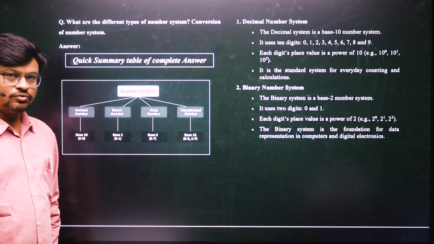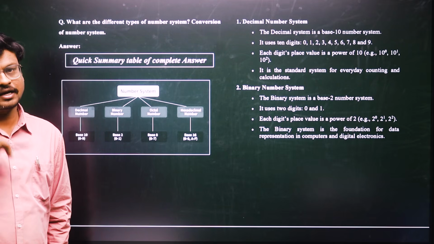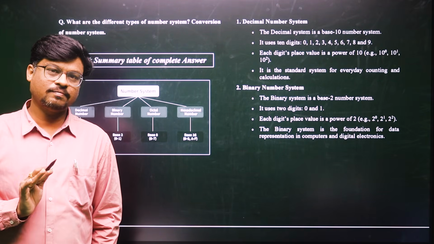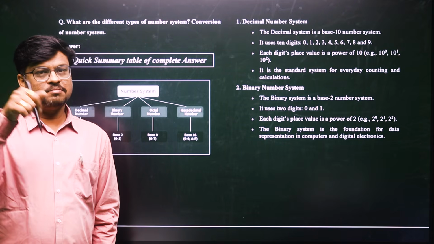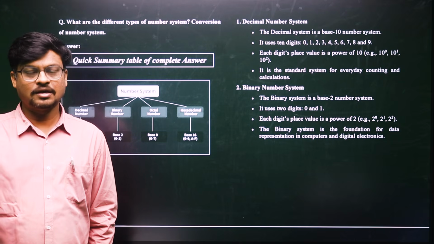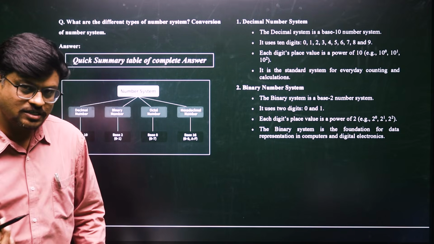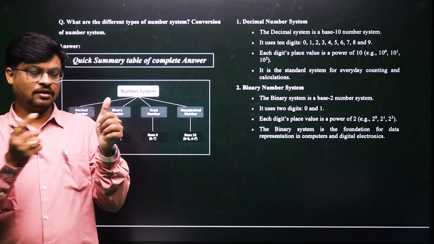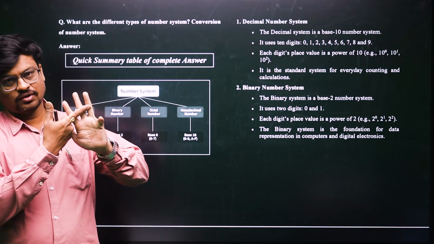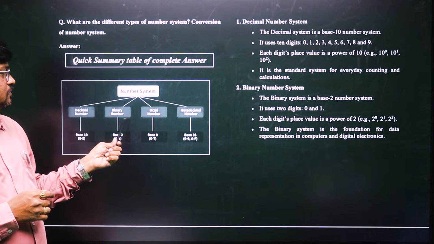Why? Because as a user, as a human being, you and I understand decimal numbers, that is, from 0 to 9. Don't confuse this with mathematical decimal numbers like 3.14, 7.89. But in the context of computers, when I talk about decimal numbers, I mean numbers constructed from 0 to 9. Because what is deci? Deci means 10. Unary is 1, binary is 2, ternary is 3, poly is 4, penta is 5. In the same way, we have hexa.